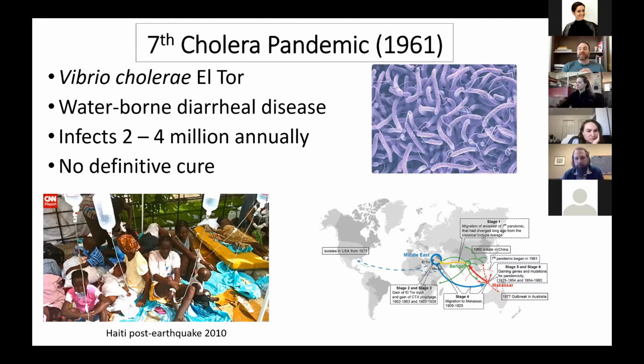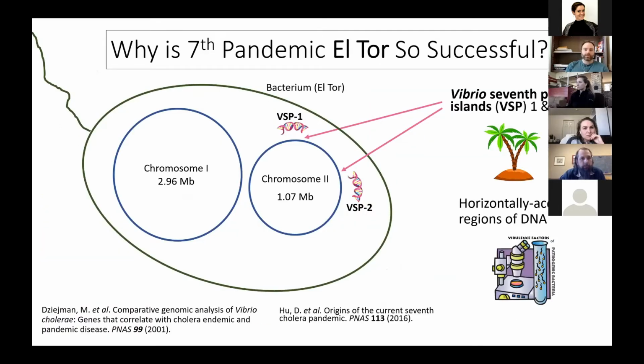And we're currently in the 7th pandemic of cholera, and each pandemic is marked by a new strain that has outcompeted the old strains. In the current pandemic, it's the El Tor strain that emerged in 1961 that is the dominant strain. So as biologists, we're very interested in why this El Tor strain is so successful.